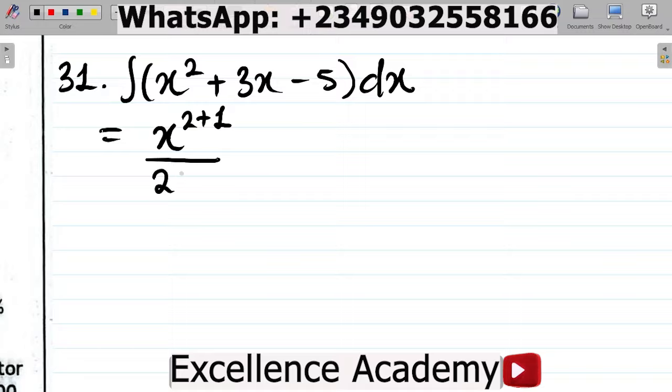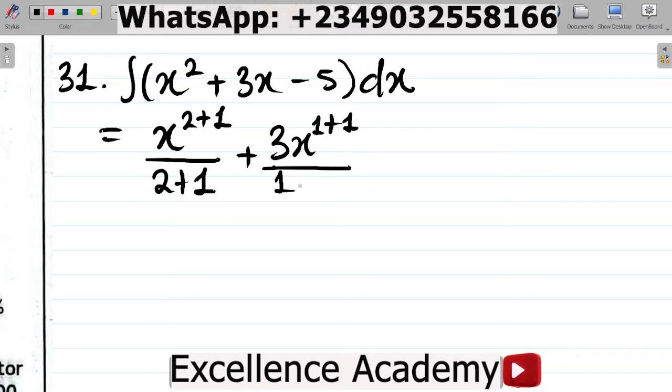So divided by 2 plus 1, you have this, plus, repeat the same thing here, you have 3x. The power here is 1, it's already 1, right? 3x to the power 1 is the same thing as 3x. We said add 1 to the power, so plus 1, divided by what you have here, which is 1 plus 1. Then next up you have minus 5, so it becomes minus 5. Whenever you integrate a constant, that means a number standing alone, you add x to it. That's the concept. Then finally you have plus c or k, which is your constant. So constant is c, or you can use k.